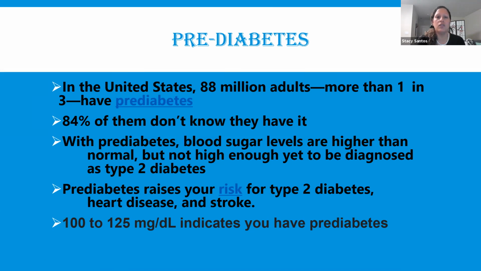In the United States, 88 million adults, more than 1 in 3, have prediabetes. 84% of them have no idea that they have it. With prediabetes, the blood sugar levels are higher than normal, but not high enough to be diagnosed as formal diabetes. It raises your risk for type 2 diabetes, heart disease, and stroke. And if your blood sugar, when you go to the doctor and you can ask if they take it, or if you go to a free screening, is 100 to 125, that indicates that you have prediabetes. And that is absolutely accurate. I know for the military, I was 99 and I was considered to be over. So just be mindful of that: if I'm over 100, and that's easy to remember, I need to be thinking about doing something differently. Next slide.